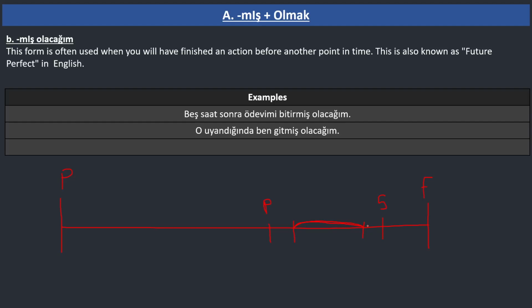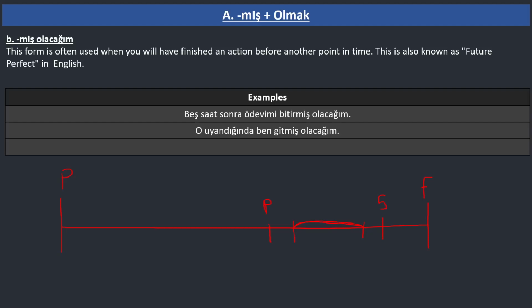A different example. O uyandığında ben gitmiş olacağım. So that means when he wakes up, I will have left. I will have gone. I will have been gone. Because I will already go, and then they will wake up later. Yeah, by the time something happens, I will have it done.